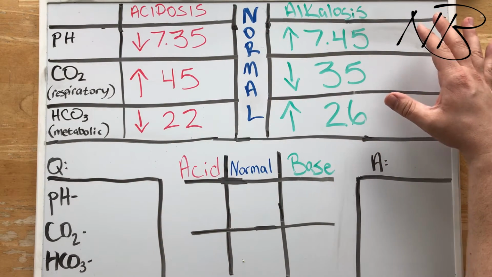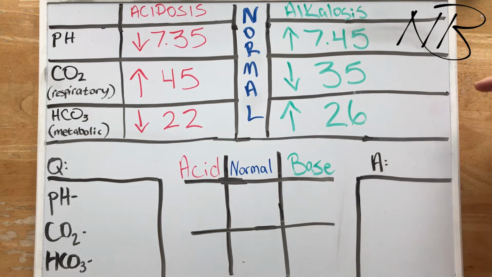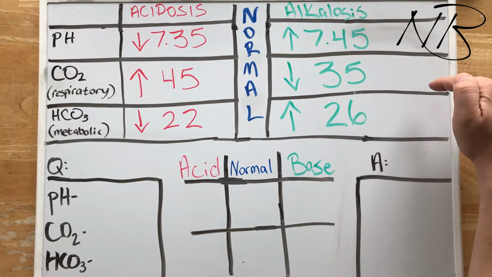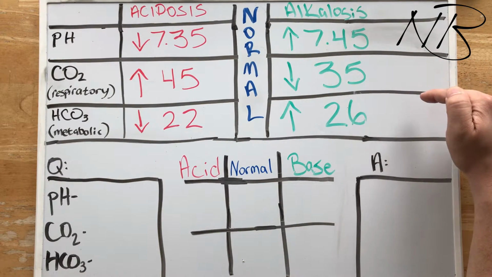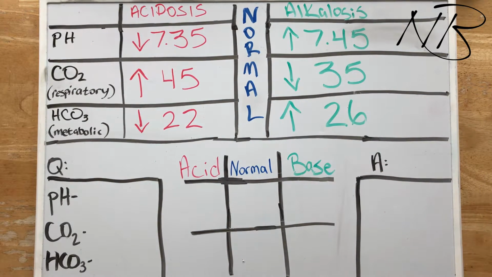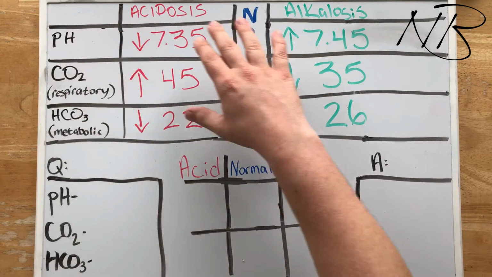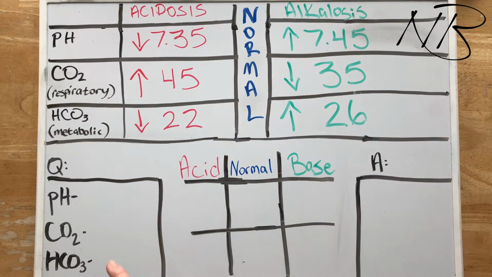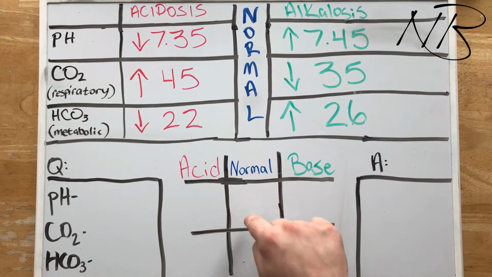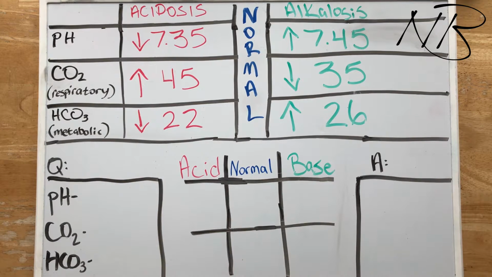And then on the other side, your alkalosis side, a pH above 7.45 is alkalotic. A CO2 less than 35, too little CO2, is alkalotic. And then a bicarbonate greater than 26 is also alkalotic. So whenever we get presented with these questions, we're going to be given a pH, a CO2, and a bicarbonate, and we're going to go through and place them in our appropriate boxes. So let's just get right into the first question to alleviate any confusion.